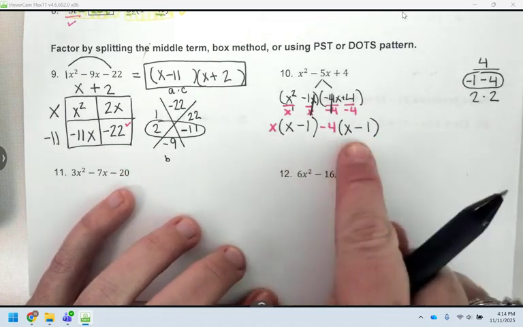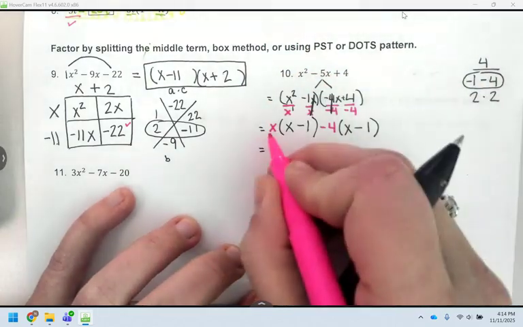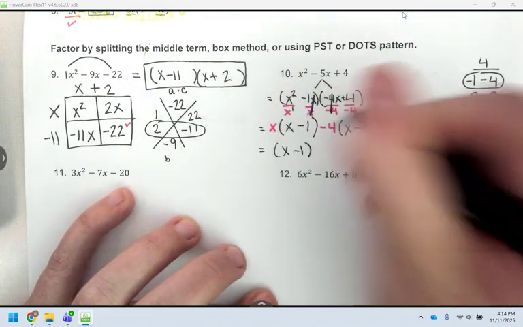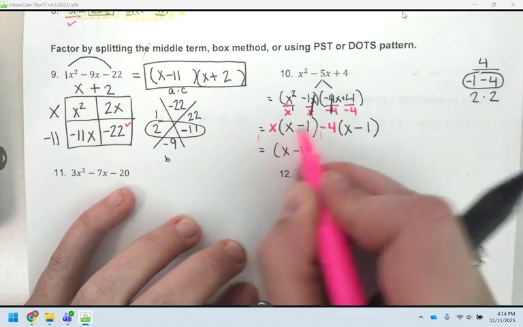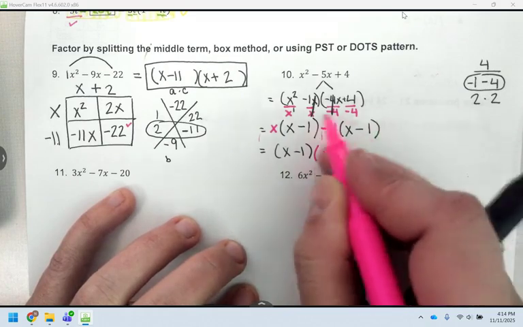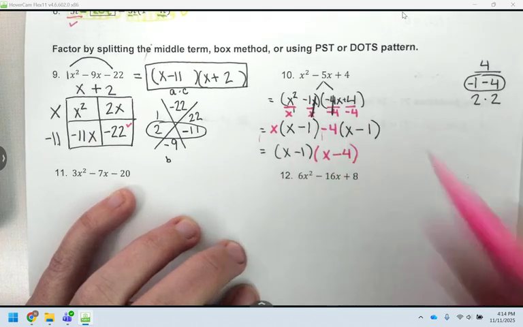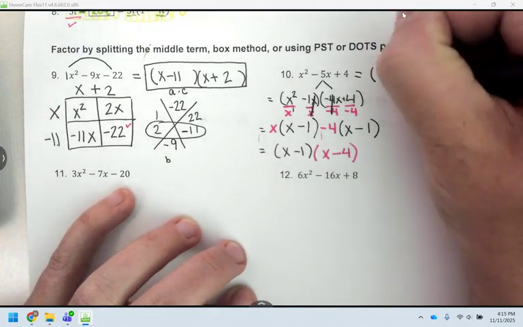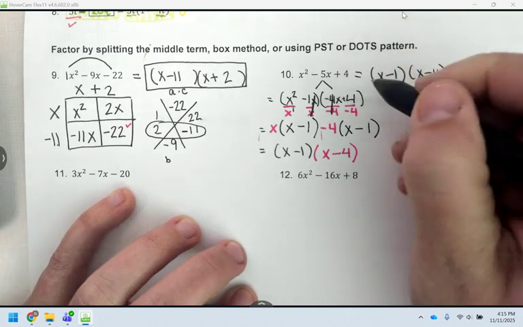Okay, these should be the same. So you get to factor out an x minus 1 from this whole thing. So if I was to factor out the x minus 1, I'm left with an x. And if I was to factor out an x minus 1, I would be left with a minus 4. So this factors to x minus 1, x minus 4.